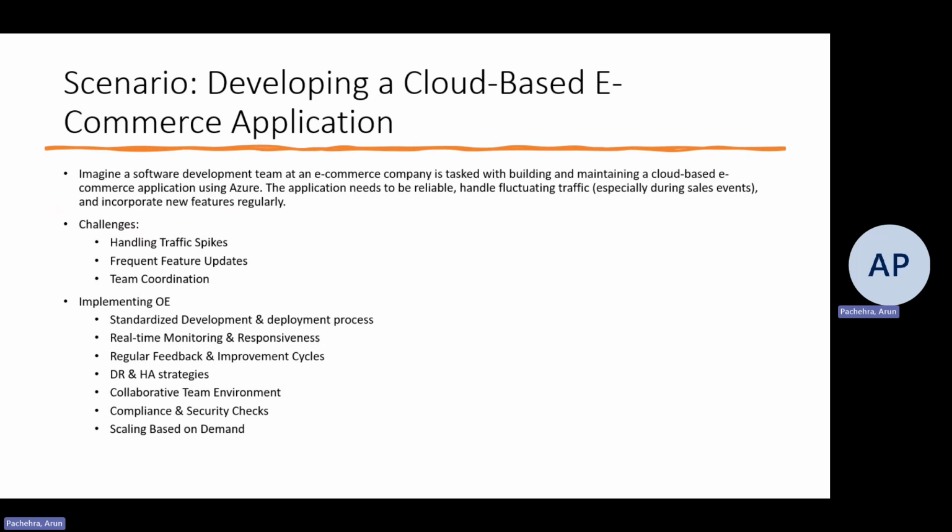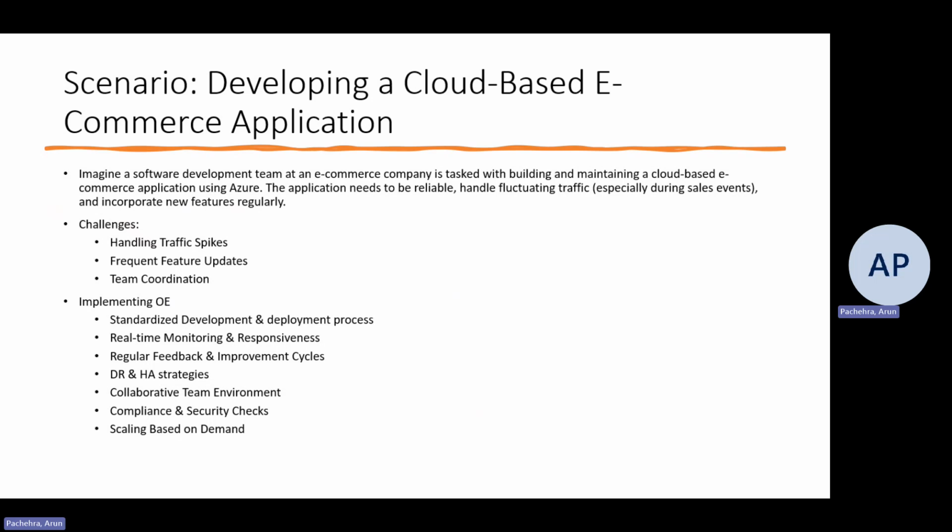So these are the things that you are implementing from an operational perspective to get excellence out of this scenario, where we have these challenges to face, right? By adopting these practices, the team ensures that the e-commerce application is not only well-architected, but also operates efficiently and reliably. Operational excellence helps them handle spikes in traffic gracefully, roll out new features without disrupting services, and continuously improve the application based on real-world data and feedback. This leads to a better customer experience, a more productive development team, and a more successful e-commerce platform.